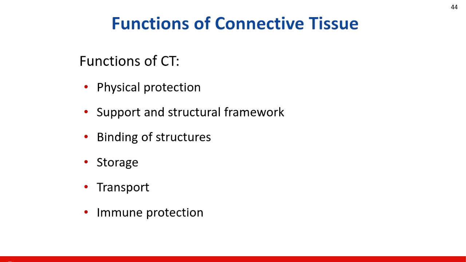So physical protection. An example of that would be bone, even cartilage, because cartilage is part of your rib cage. Support and structural framework: certain types of connective tissue, like reticular fibers. You will see dense irregular connective tissue helps to support but actually creates a structural framework, like in spongy bone, for example. You'll see that structural framework in existence.